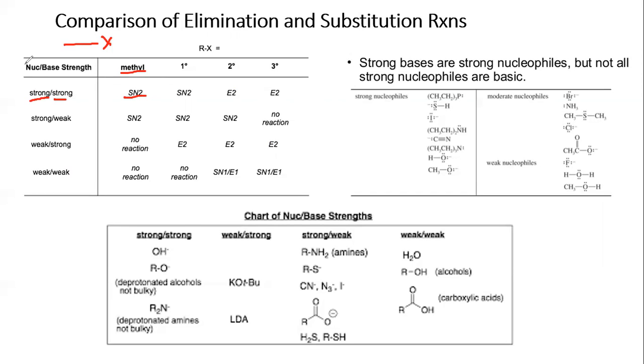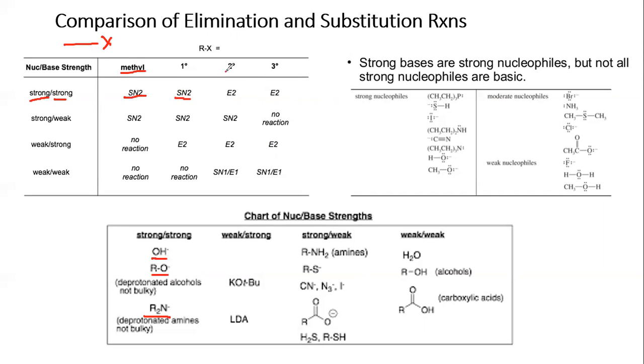So what's a strong nucleophile, strong base? These are things like hydroxide, alkoxides, and even deprotonated amines. These are strong bases and strong nucleophiles. If you have a methyl halide, it's only going to undergo SN2. The same holds for primary alkyl halides. With a strong nucleophile and strong base, they tend to undergo SN2. Now, these are just general trends. Of course, there are exceptions that could occur.